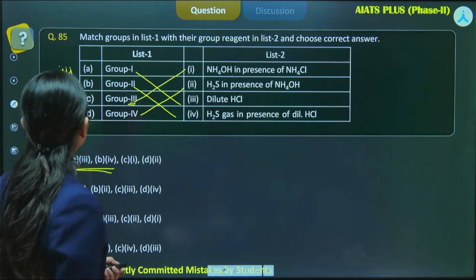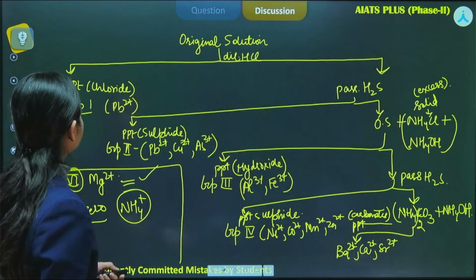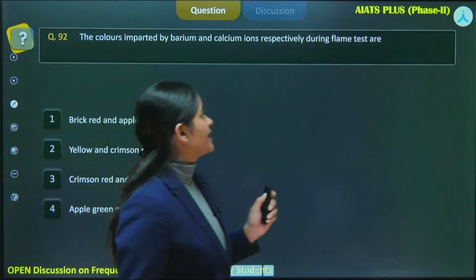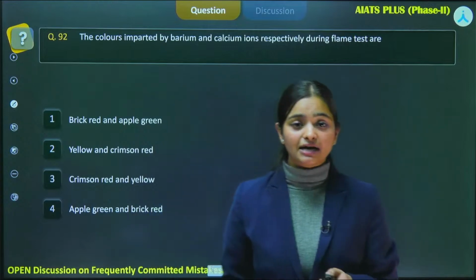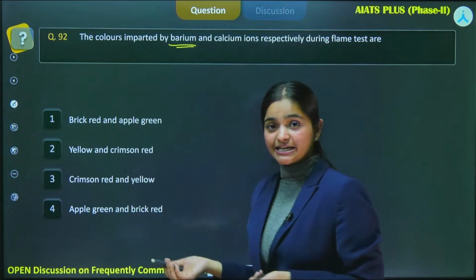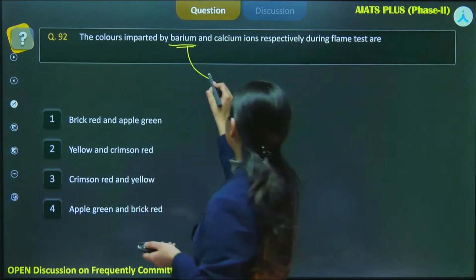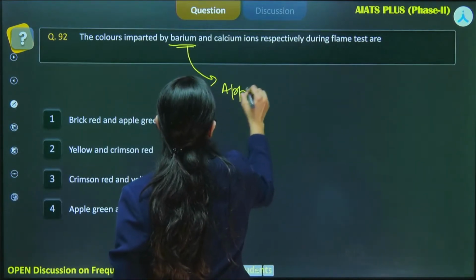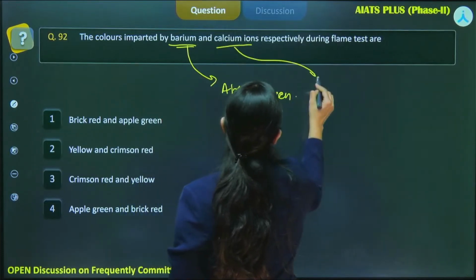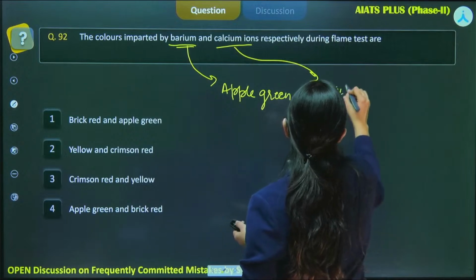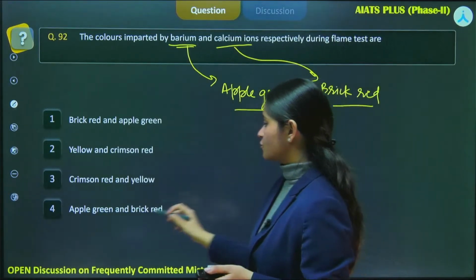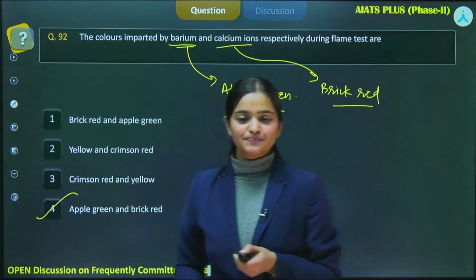So now let's just move on to the next question. The colors imparted by barium and calcium ions respectively during flame test are. So barium ions under flame test give apple green color, whereas calcium ions give brick red color, right? Calcium ions give brick red color. Okay, so option 4 is the right answer.